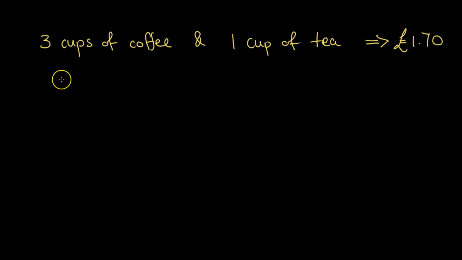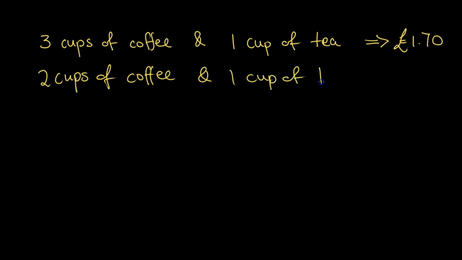But say a second person walks in and now buys 2 cups of coffee, and they buy 1 cup of tea as well. Except this time their total will obviously be different. This time they've only spent £1.40. So if coffee was 10p, then a cup of tea must be £1.20.